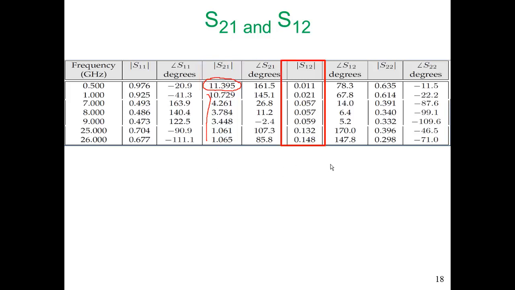When we look at S12, ideally S12 should be 0. We'd like our transistor to be a unilateral device. It's close to being a unilateral device at low frequencies, but as we go up in frequency, we see that S12 really starts growing. Largely this is because of parasitic capacitance between the drain and the gate of our transistor, and so the drain and the gate is starting to be shorted as we go up in frequency.